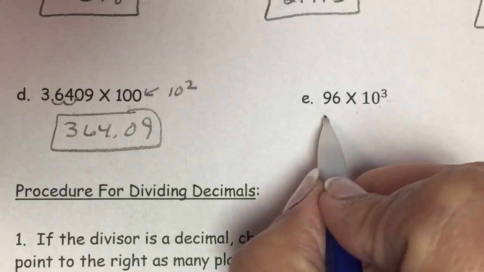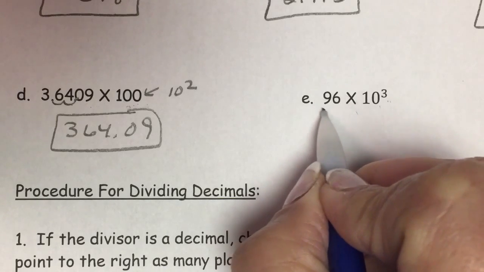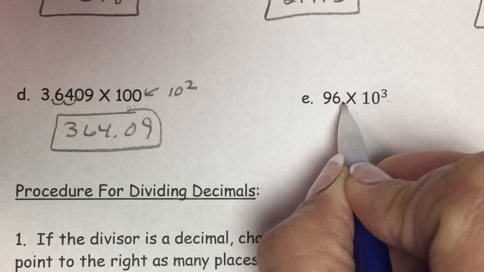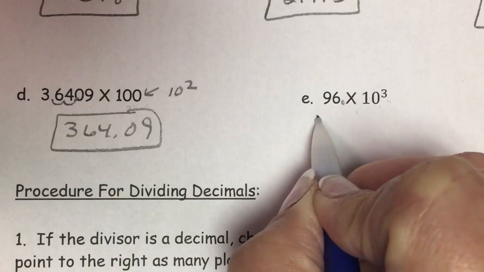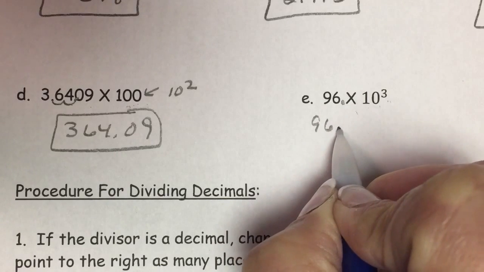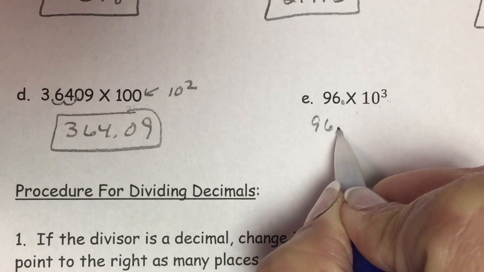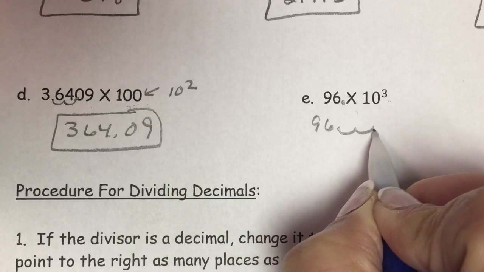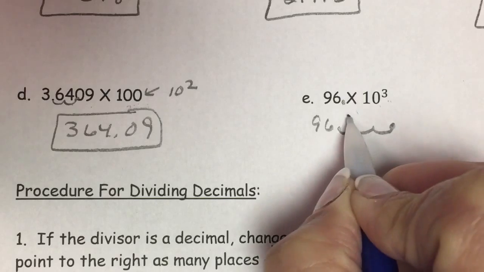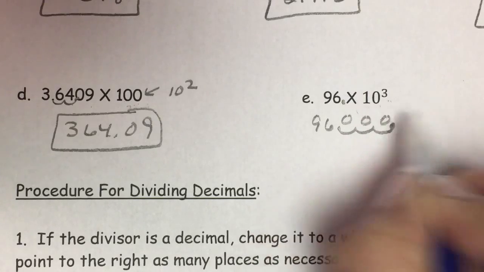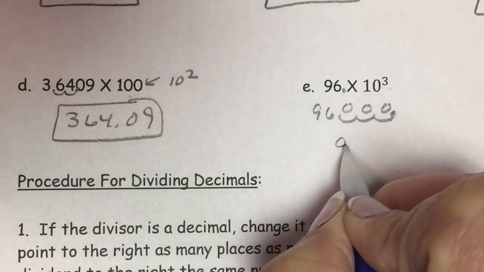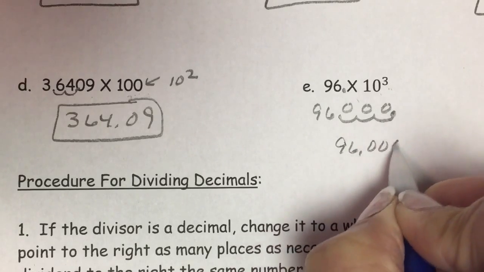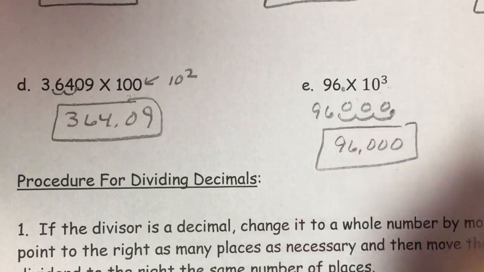So one question is, well, where's the decimal right now? Well, if there's no decimal there, it's understood to be at the end. So it's right there. So if I move that decimal 1, 2, 3 places to the right, I'm going to have to put some zeros there. You get 96,000 for your answer.